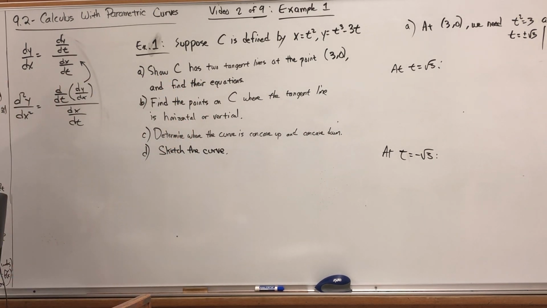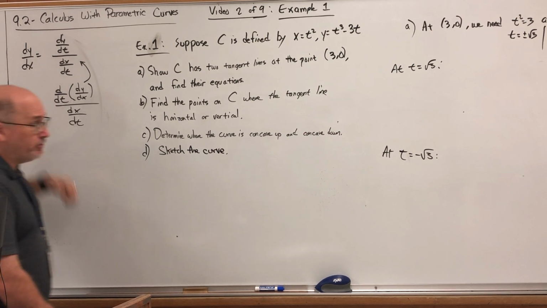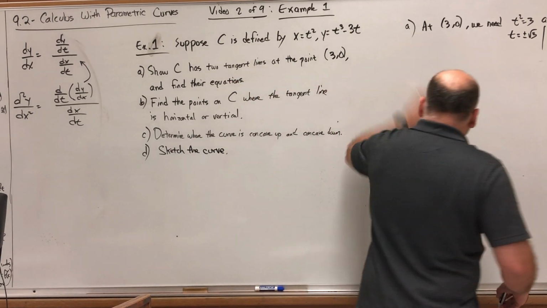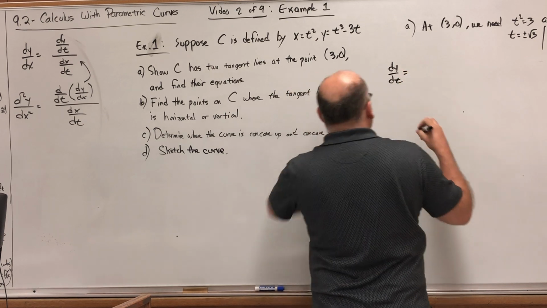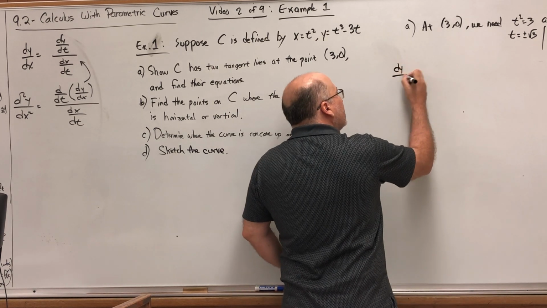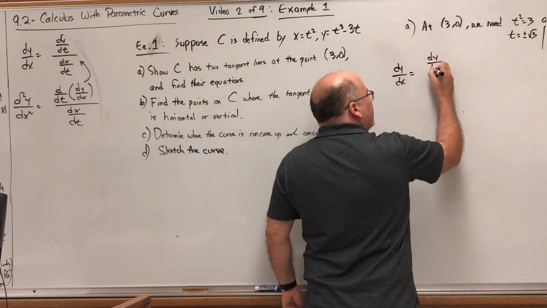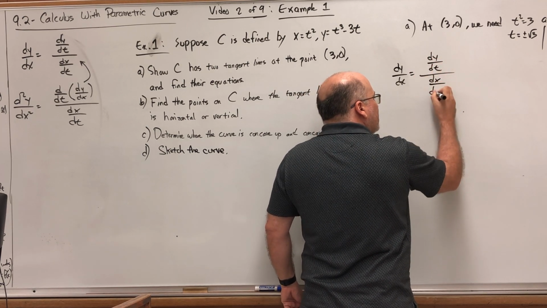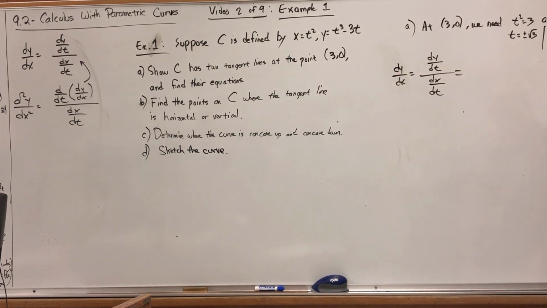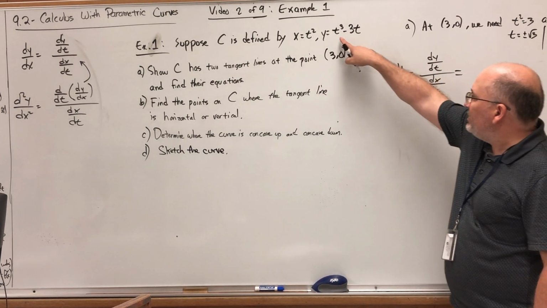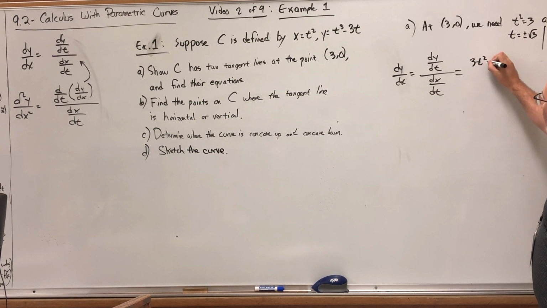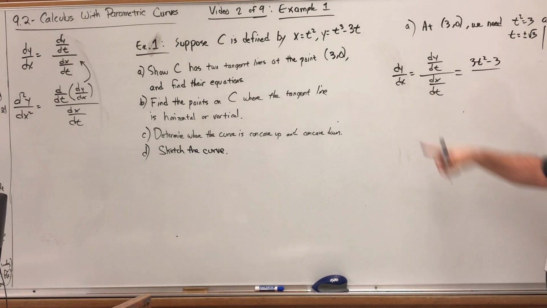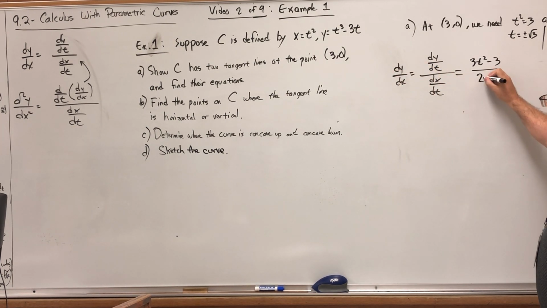In order to calculate the tangent line slopes and find the equations, we need to calculate what this derivative is equal to. So maybe we should start with that. dy/dx, excuse me, I'm all over the place here. dy/dx is equal to dy/dt over dx/dt. Well, these derivatives are pretty easy. Our y equation is t cubed minus 3t. Its derivative is 3t squared minus 3. Our x equation is x equals t squared, and its derivative is just 2t.